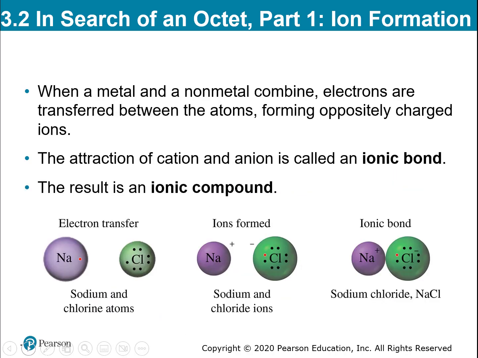So if we put these two together, if you start off with a sodium atom and a chlorine atom, see that the sodium has 1, chlorine has 7. If the sodium transfers its electron to the chlorine, the sodium becomes positively charged, the chlorine becomes negatively charged. So this is our positive and this is our negative. So what do you know about opposites? What do you know about positive and negative charges? They attract. And this is an ionic bond. So the attraction between oppositely charged ions is an ionic bond.